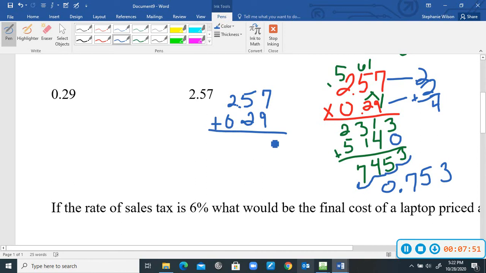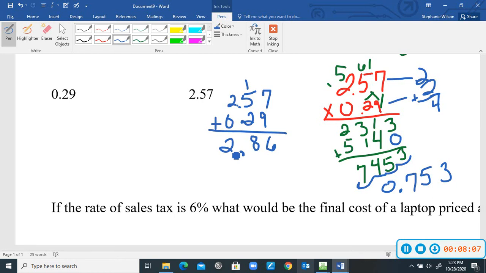7 plus 9 is 16. Carry the 1. 1 plus 5 plus 2 is 8. Bring down the decimal. 2 plus 0 is 2. So that is adding. And of course, if you would have subtracted, you would have had to borrow.